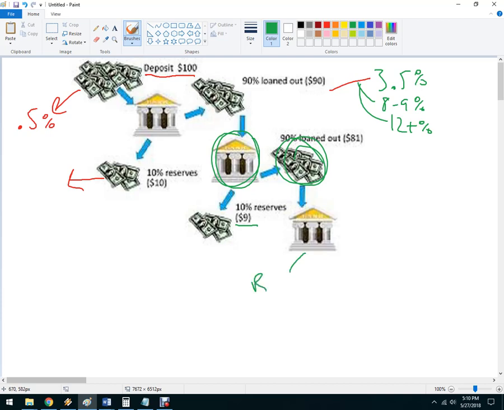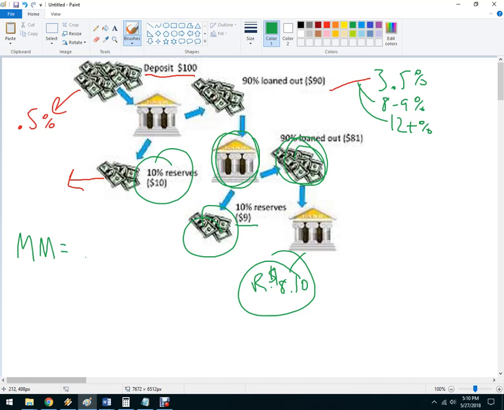That new bank is going to have to reserve $8.10, and they can loan out 73 or so dollars. And it just keeps on going. So we've got a trick to figure out what the multiplier is off this first deposit, assuming that banks don't hold extra reserves, that they just hold what they have to. That money multiplier is 1 over the reserve requirement. In this case, it was 1 over 10%, or 0.1.